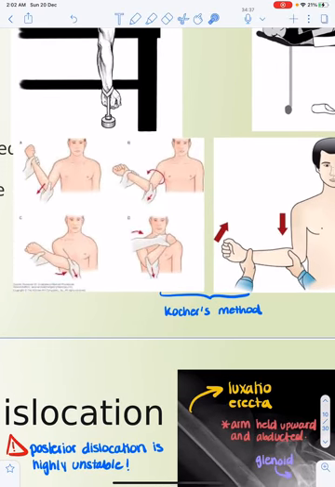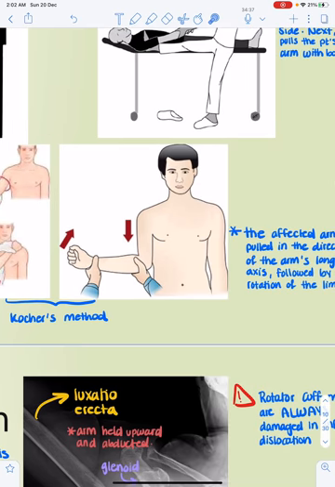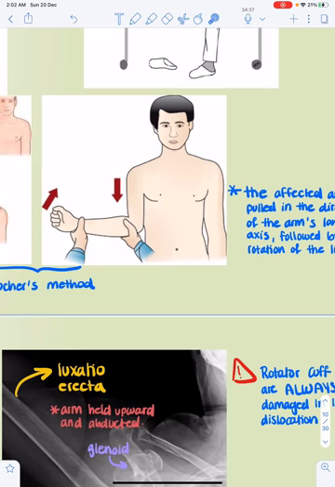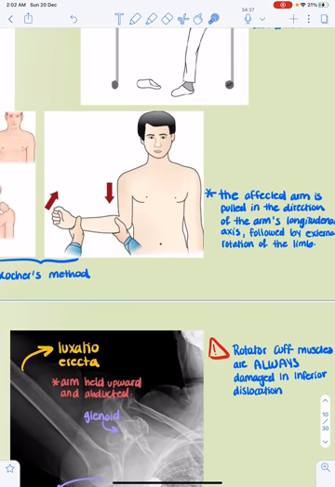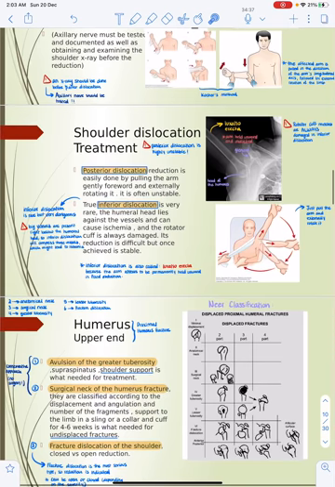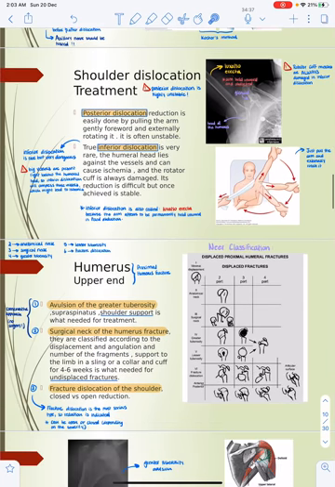Next method is the Kocher method. I found the slide's picture not very clear, so I used this picture instead. So what do we do? First we move the affected arm and pull it down in the direction of the arm's longitudinal axis. That's the first kind of movement. The second kind of movement is externally rotating the arm. So you pull the arm downwards and externally rotate at the same time, and this movement will pop the humerus back in place.